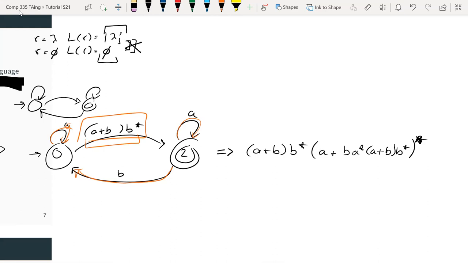So shouldn't there be a star at the beginning?